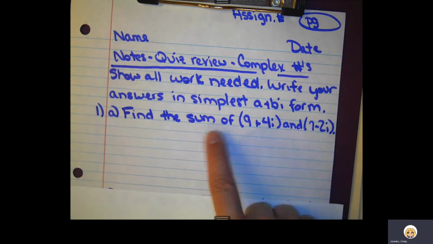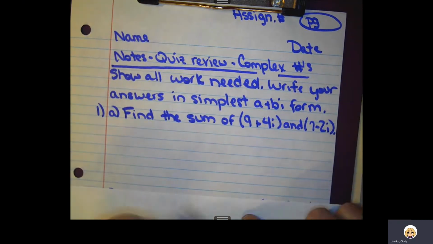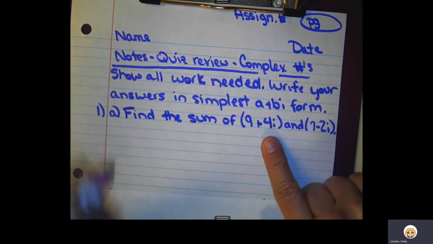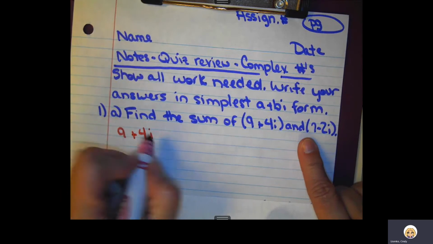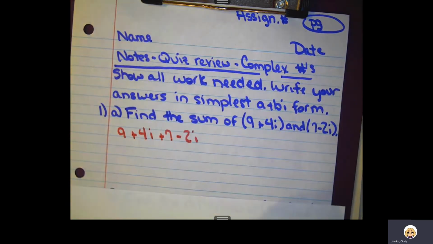So to find the sum, all we do is just add. So what we can do when we're adding is we just bring all of these terms down and put a plus in the middle since we're just adding. So I'm going to bring down the 9 plus 4i, and I'm going to bring down the positive 7 minus the 2i. Now we combine like terms.